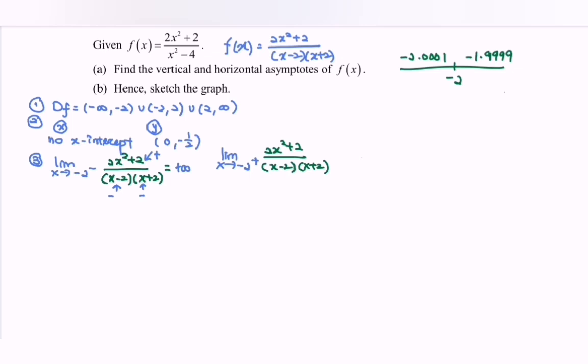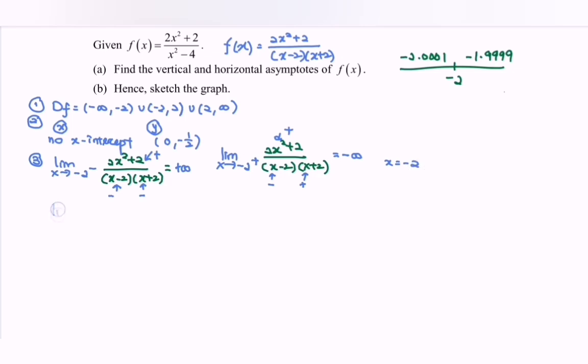Next, we substitute negative 1.999. The numerator is positive, the factor x − 2 is negative, and the factor x + 2 is positive. So in conclusion, we have negative infinity. On the left, the limit increases without bound, and on the right, the limit decreases without bound. So that is the first vertical asymptote, x equals negative 2.